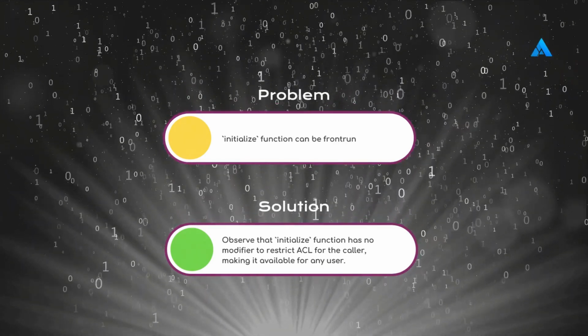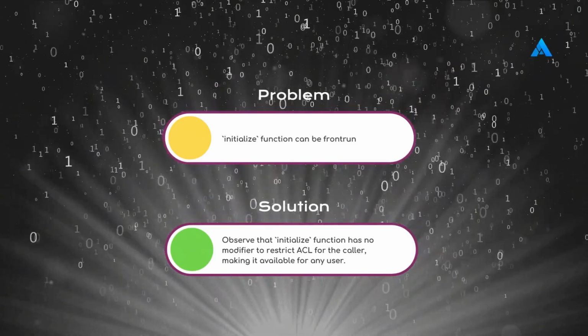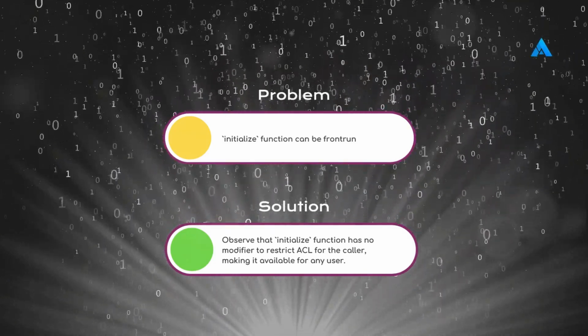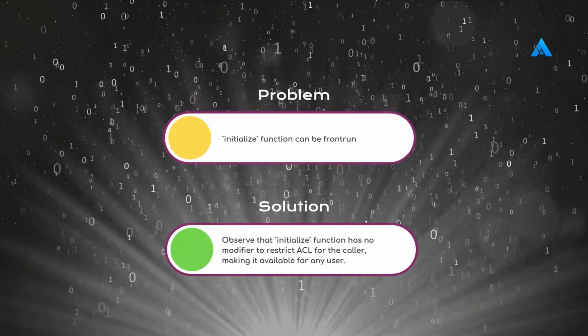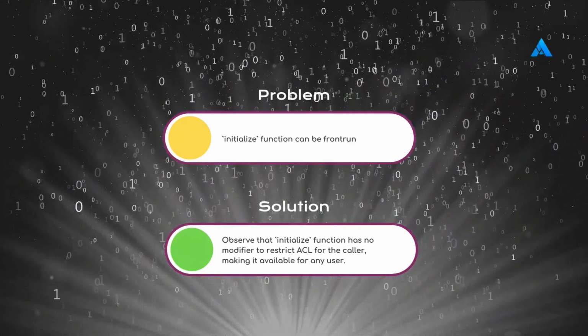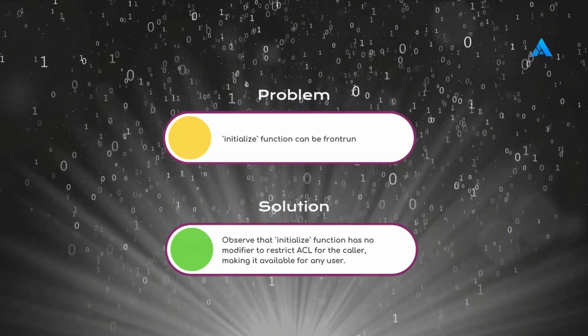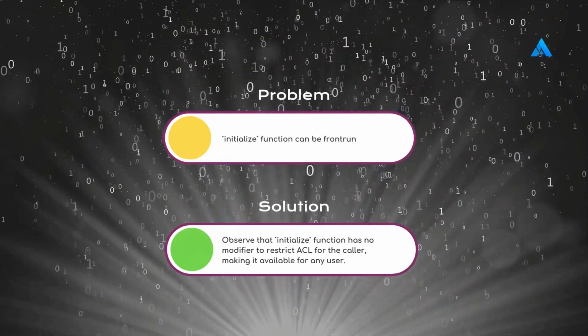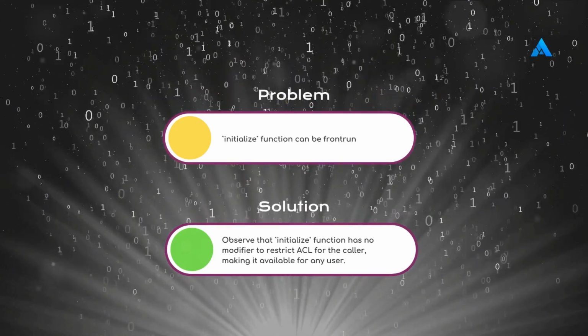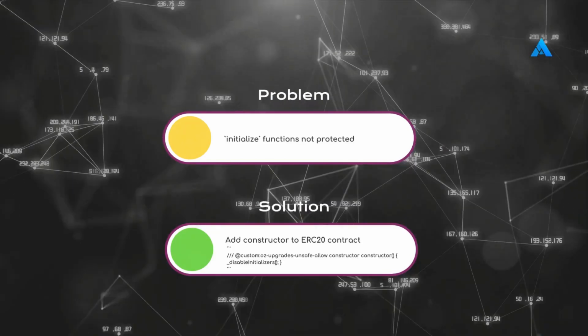The initialize function can be front-run. The attacker can initialize the contract before the legitimate deployer, hoping that the victim continues to use the same contract. In the best case for the victim, they notice it and have to redeploy their contract, costing gas. Observe that the initialize function has no modifier to restrict ACL for the caller, making it available for any user.